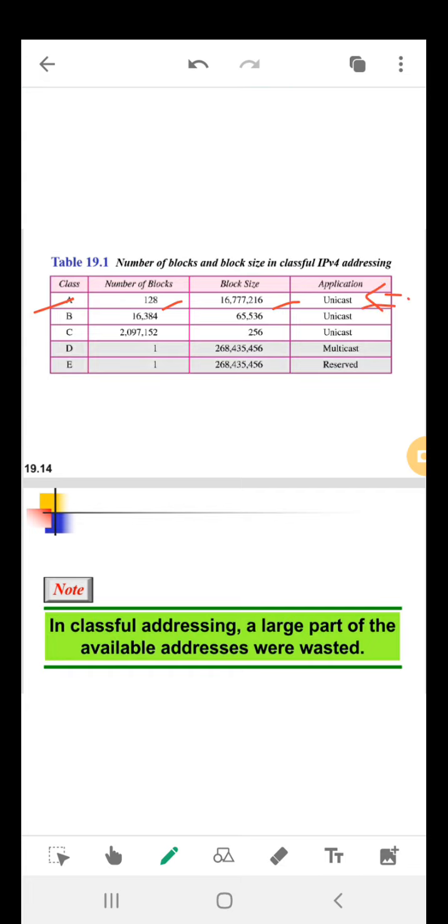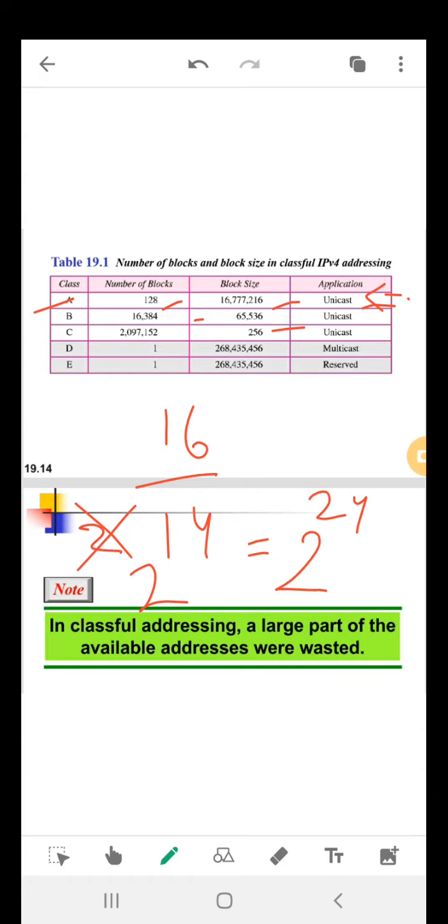Similarly in class B, if we go back, the first 2 bits have to be 10. So the first 2 bits are 10, and the remaining out of 2 octets, that is 16 bits. Out of 16 bits, we cannot use the first 2 bits for combinations, so we are left with 14 bits. 2 raised to power 14 is equal to 16,384. So this many blocks we can have, and in each block we can have 65,536 hosts. This is how we can calculate for class C also.